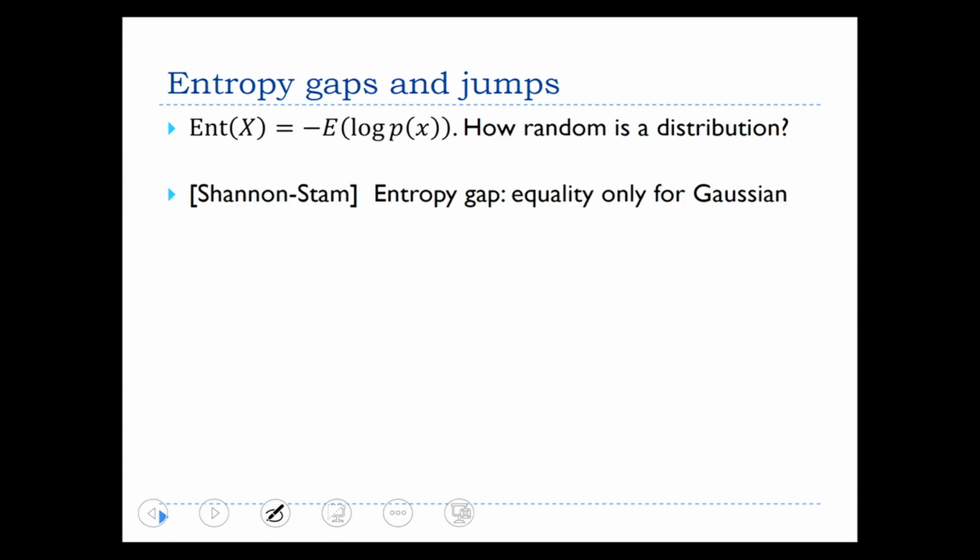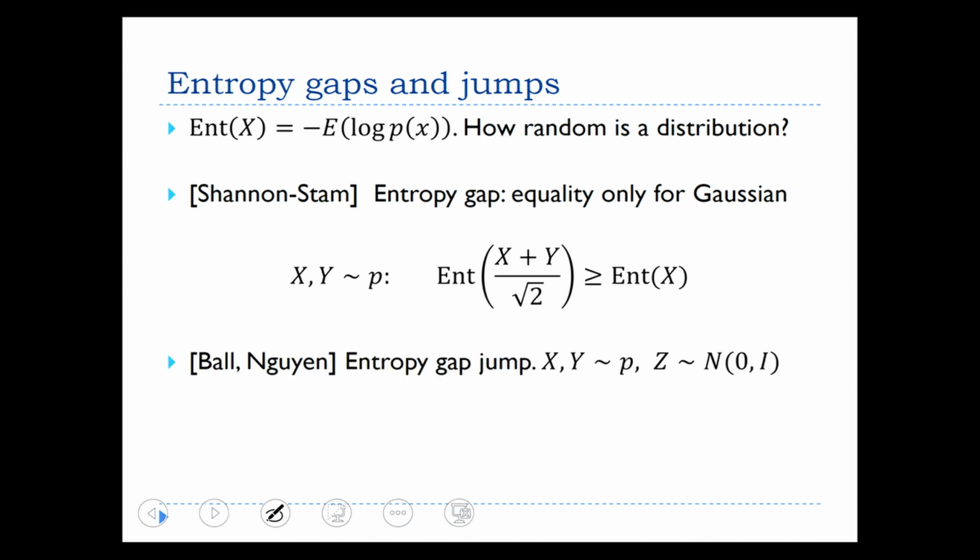And the classical inequality says that if I take two independent draws from a distribution, and I look at the entropy of x plus y over square root 2, it's at least the entropy of one copy. You're taking two draws, you have more randomness. And equality is only for Gaussians, and so in this sense, the Gaussians maximize the entropy.